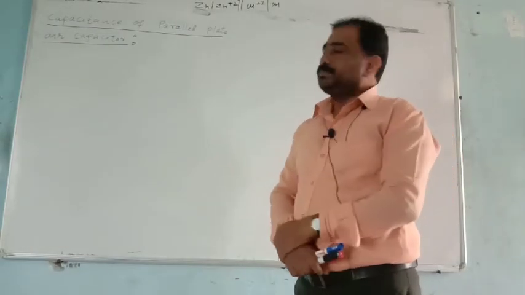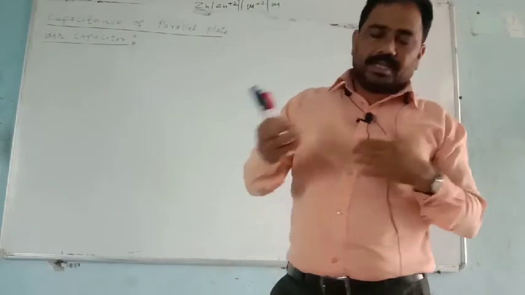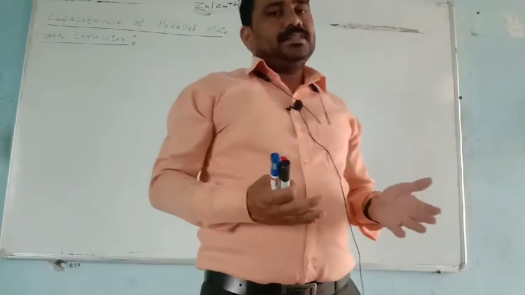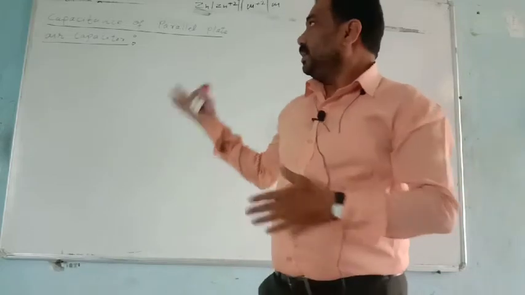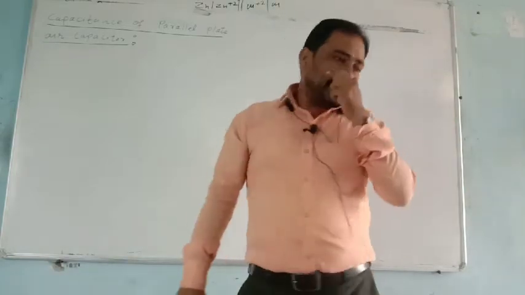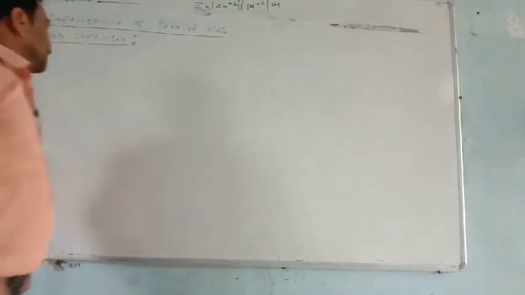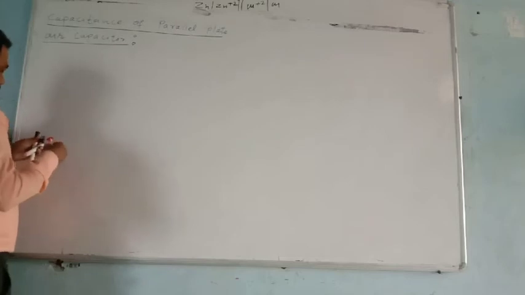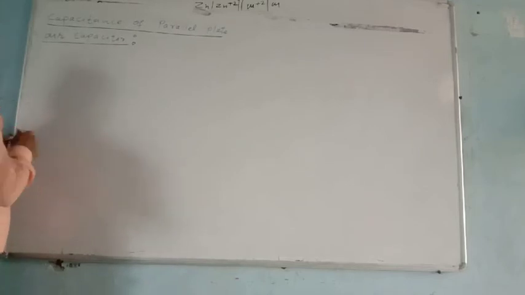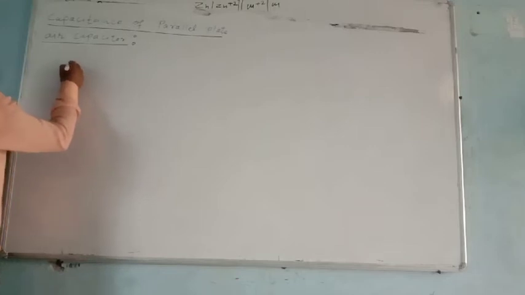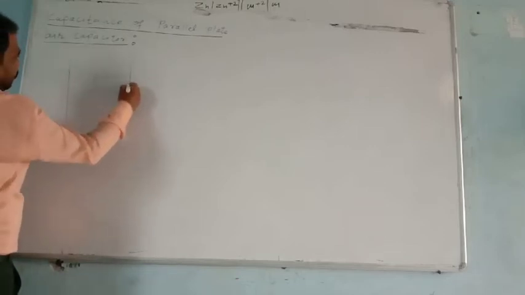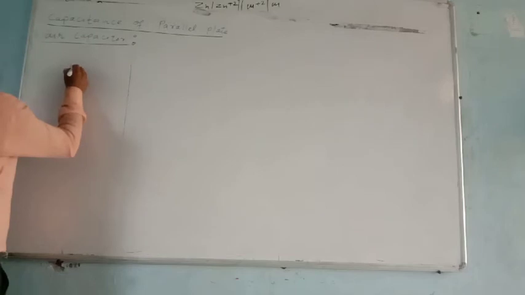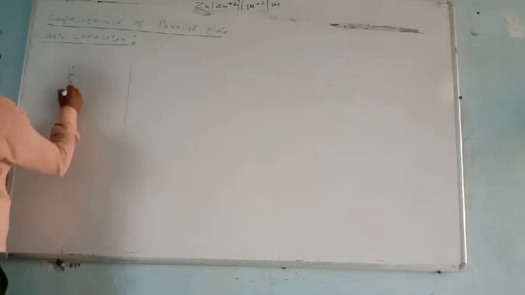For that purpose, first of all we have to derive an equation and discuss some theoretical concepts about the capacitance of parallel plate air condenser, or we can say air capacitor. Now see, for that purpose we have considered here two plates. This one is the first plate and the second plate. Charges are deposited here, positive, positive.